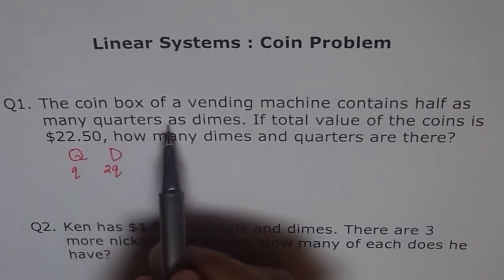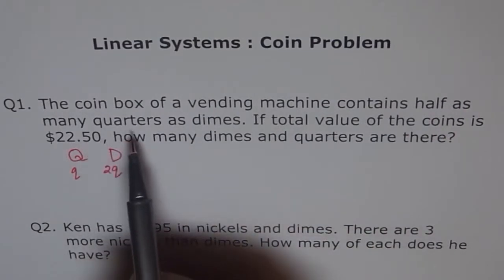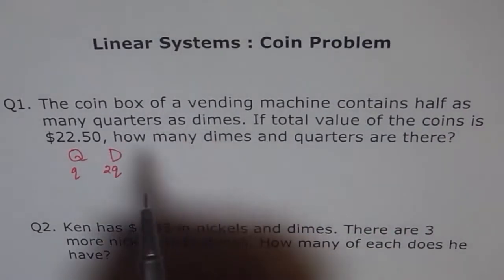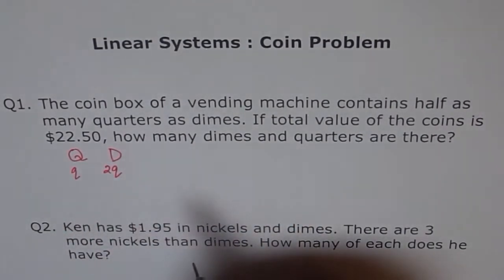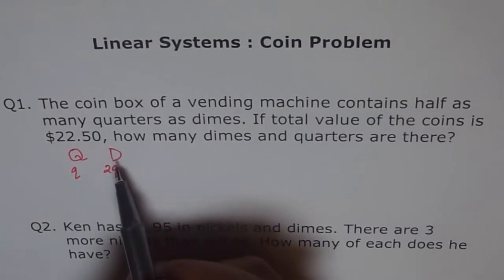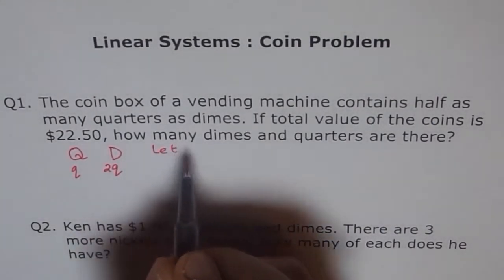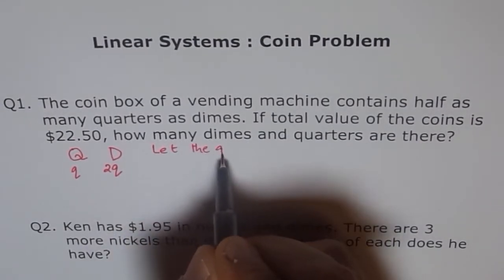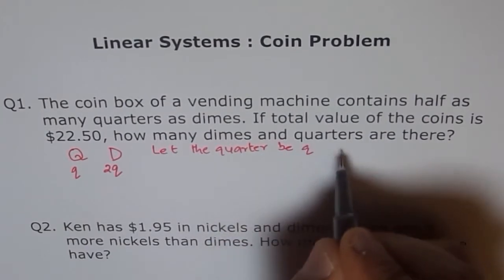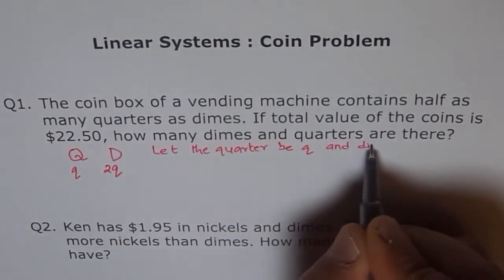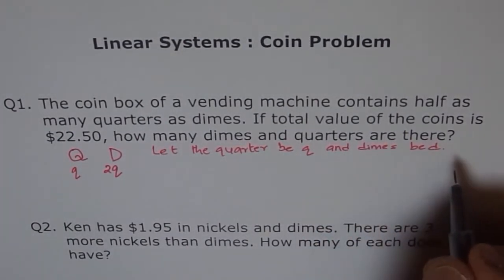When we say the machine contains half as many quarters as dimes, the first equation we could have written as, let the quarters be Q. So that's how you'll define it. Let the dimes be D. Let me start like that and show you. Let the quarters be Q and dimes be D, in numbers, right?